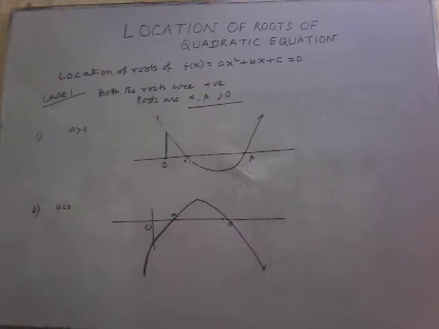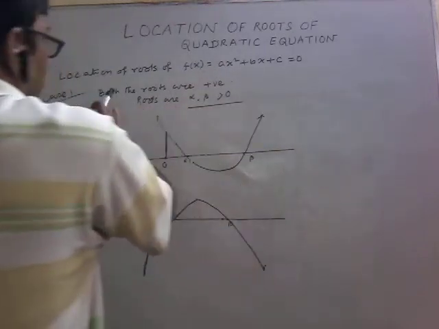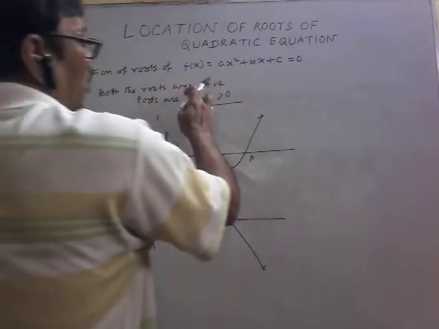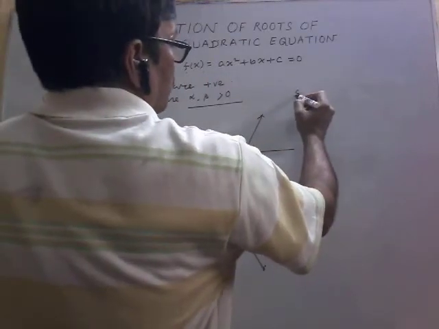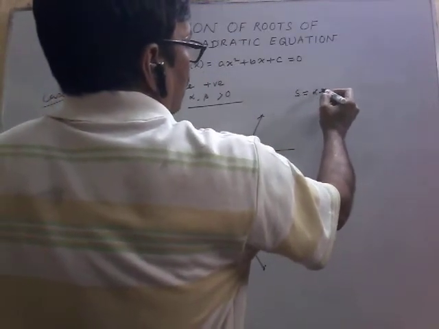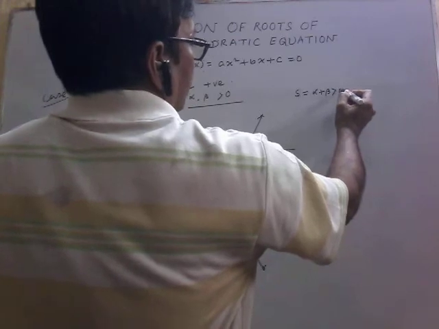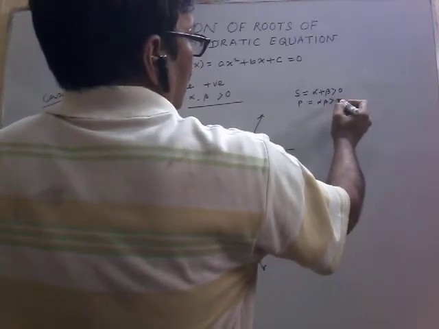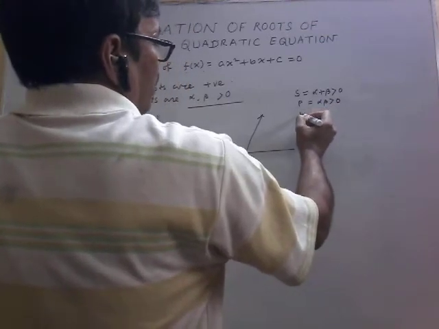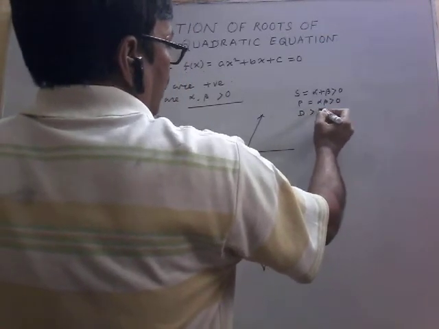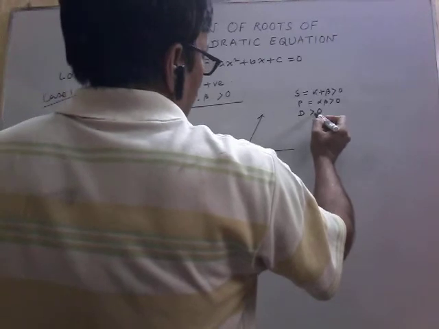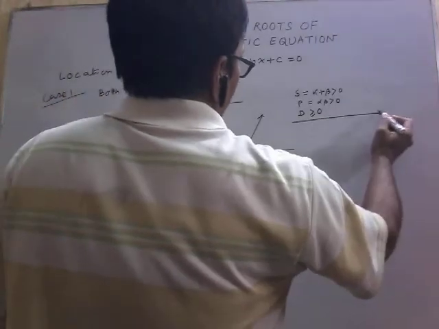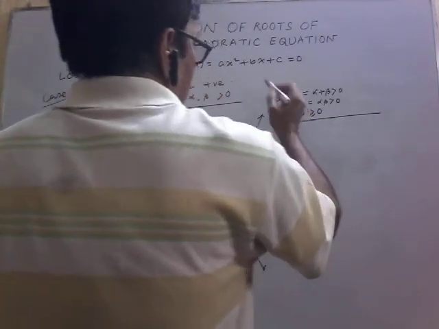So from the theoretical view, what is our condition? Both roots are positive. So the sum alpha plus beta greater than 0, the product alpha beta greater than 0, and the discriminant greater than or equal to 0. So this is our condition.